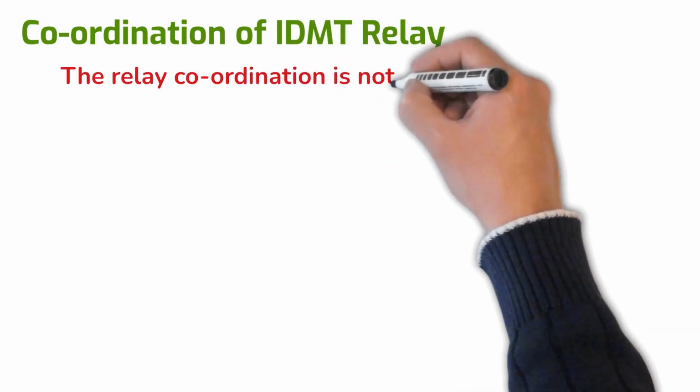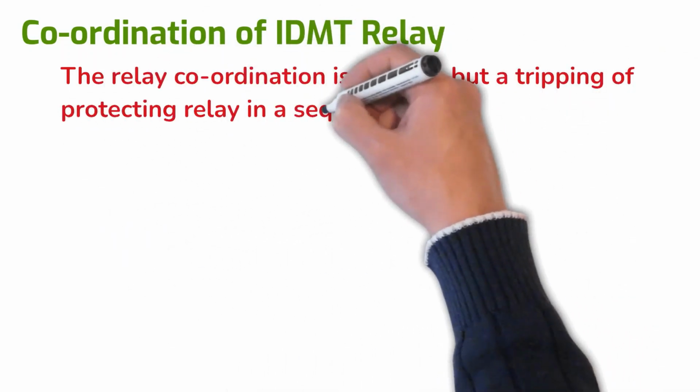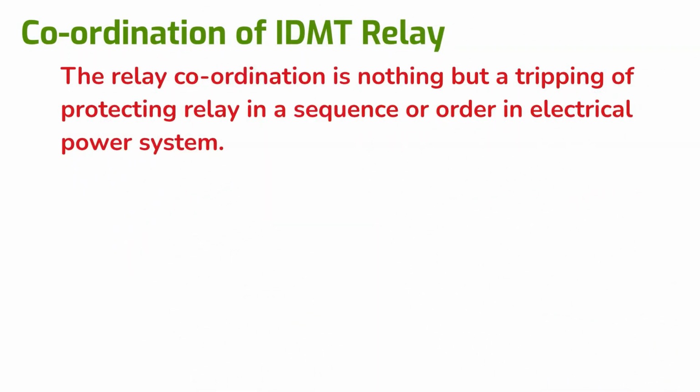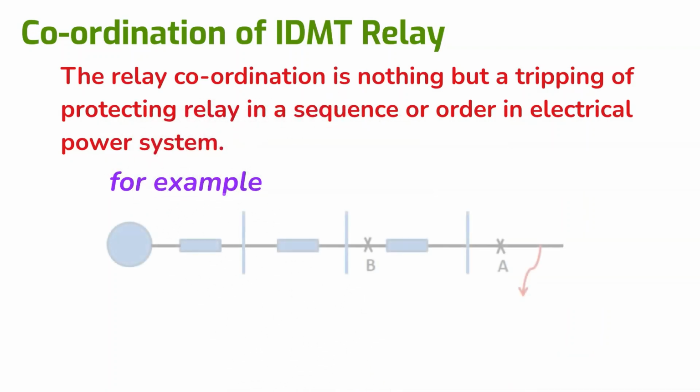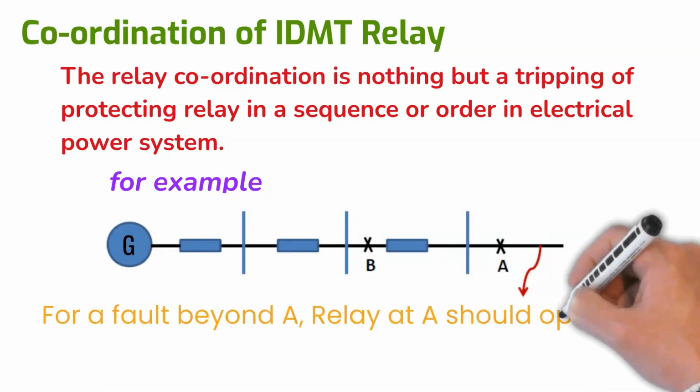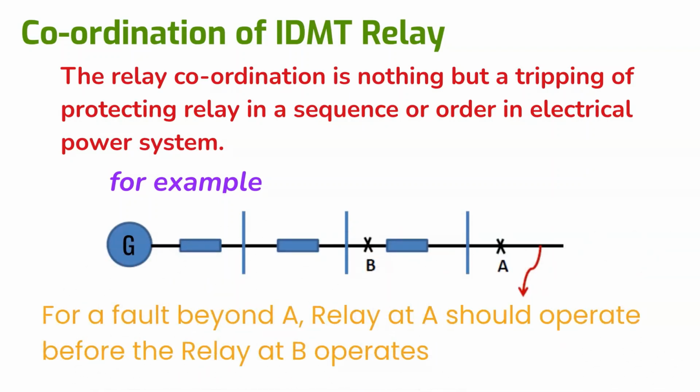Then we are moving to relay coordination of IDMT relay. Relay coordination means the tripping of relays in a sequence in electrical power system. For an example, as you can see in the figure, for a fault beyond A, relay A should be operated before B. This can be achieved by adjusting the relay characteristic curves using plug setting and time dial setting.